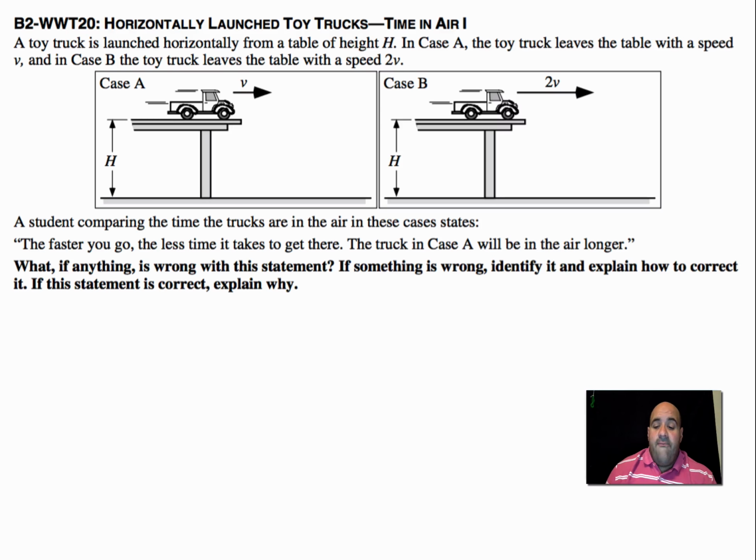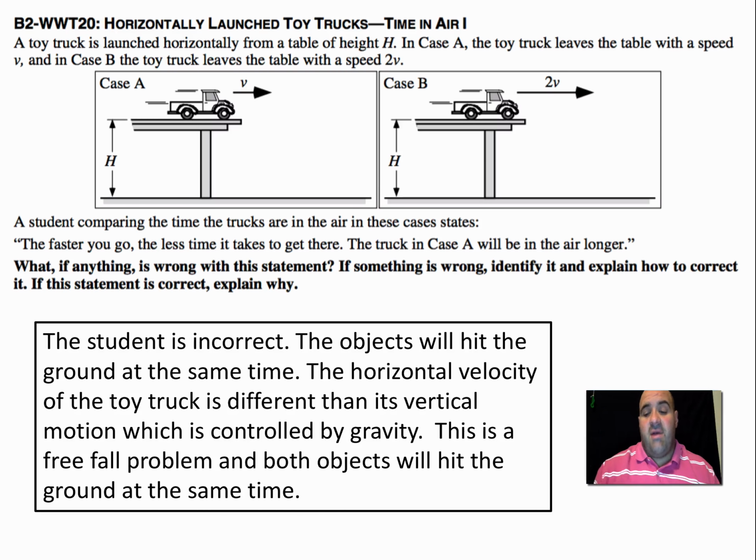So hopefully the entire point of this slideshow was that an object dropped and fired will hit at the same time. It doesn't matter how fast you fire the object. So I'm hoping you realize that despite the fact that this truck is going twice as fast, it's not going to hit the ground any sooner. Both trucks are going to be in the air the same amount of time. In case A, the student is incorrect. The truck will not be in the air longer. The only thing that will happen is if this truck is going twice as fast, they're going to take the same amount of time to hit the ground. Truck B will travel twice as far in the horizontal direction, but it will not hit the ground any sooner.